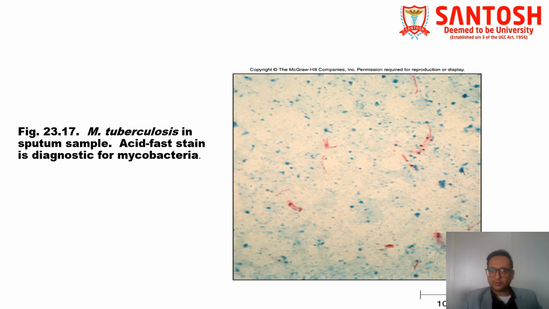So you can see background shows a lot of necrosis, and in this many rod shaped bacilli are seen. So Mycobacterium tuberculosis in a sputum. So this is a sample from a sputum. Acid fast stain is diagnostic of mycobacteria.